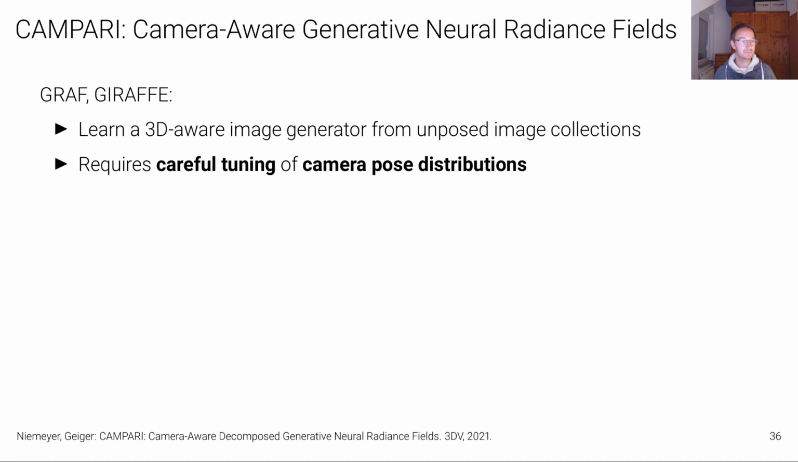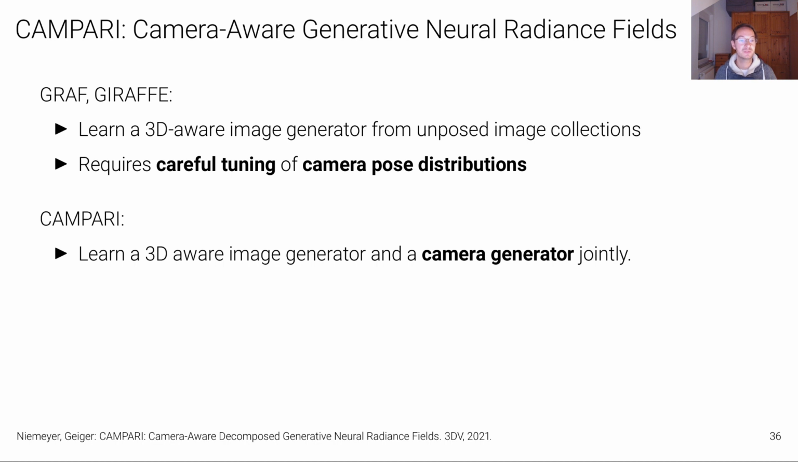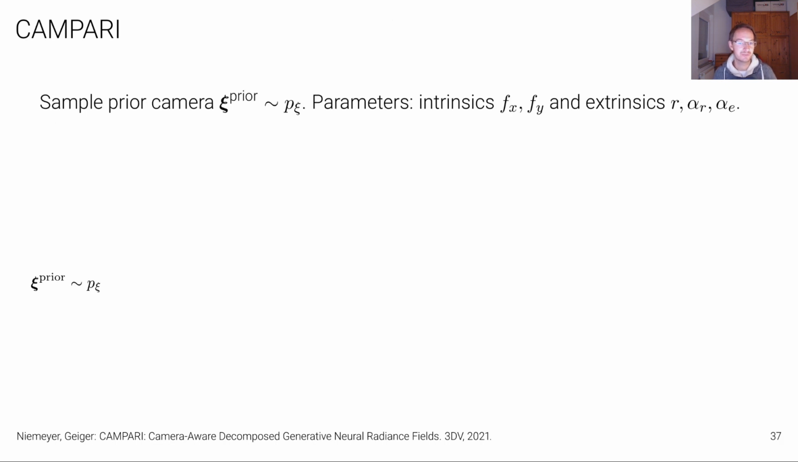As a comparison to GRAF and Giraffe, where we learn a 3D-Aware image generator from unposed image collections, but which require careful tuning of camera pose distributions. Here in Campari, which has just been accepted at 3DV, we learn a 3D-Aware image generator and a camera generator jointly. The idea is super simple.